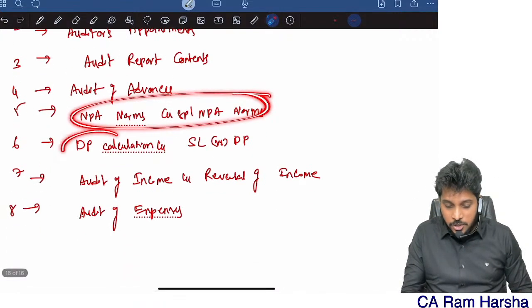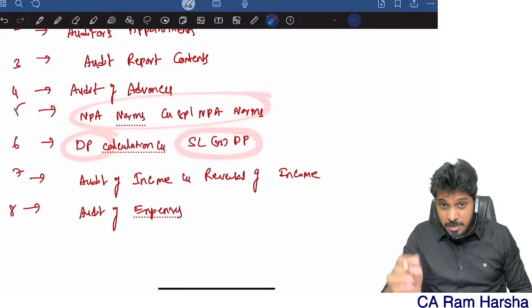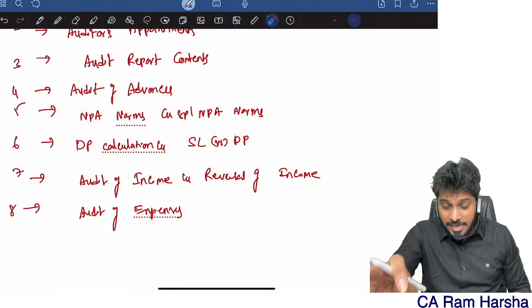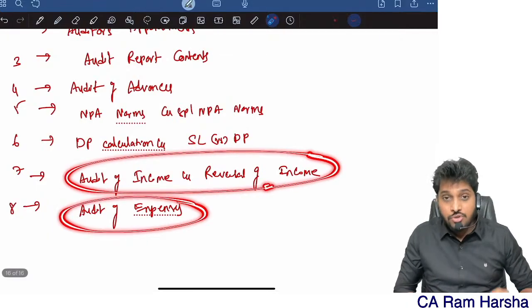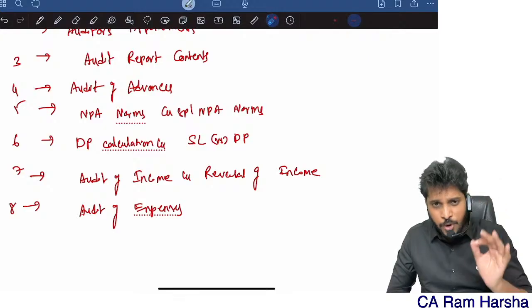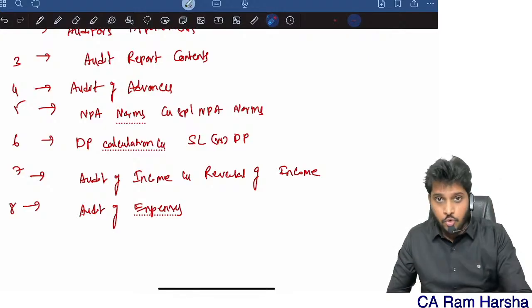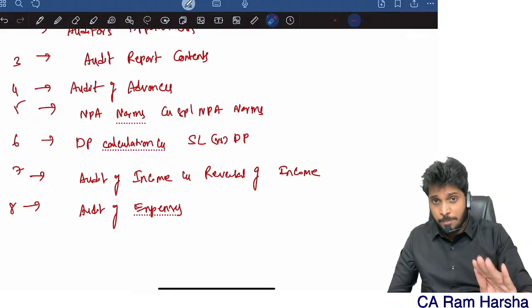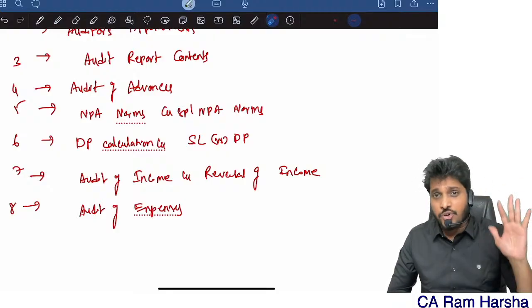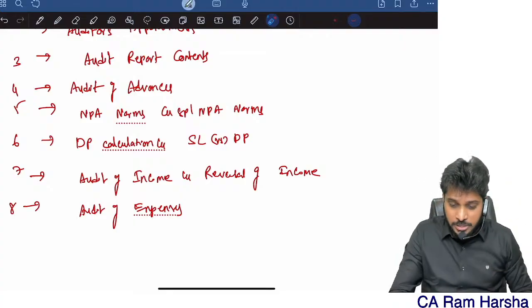NPA norms, drawing power calculation: what sanction limit means, what drawing power means, how to calculate drawing power, and how to do audit of income and reversal of income, how to do audit of expenditure. If you're clear on these points, bank audit is over. Hardly will we be spending another 40-45 minutes on this topic. See the kind of clarity that you're going to get. Amazing clarity I'll give you in this particular topic.